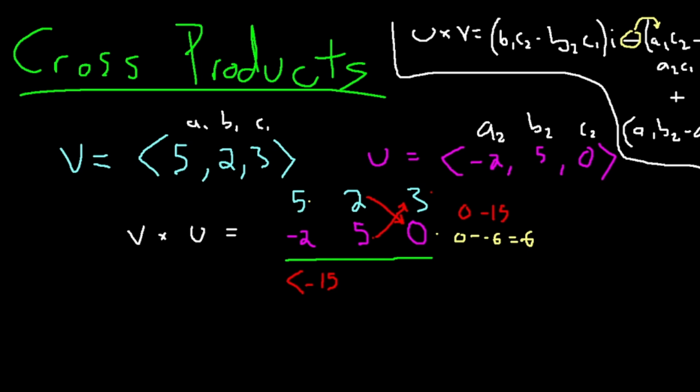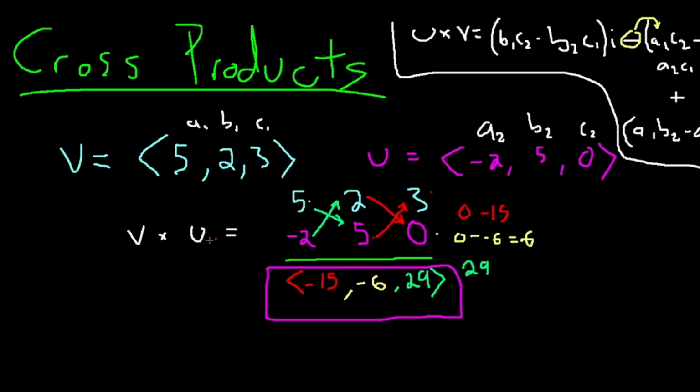So negative 6. And now finally, we can do A1 times B2. So 5 times 5, that's 25, minus negative 4. So that's 29. So this is going to be our cross product, and that's basically the vector that is orthogonal to U and V.